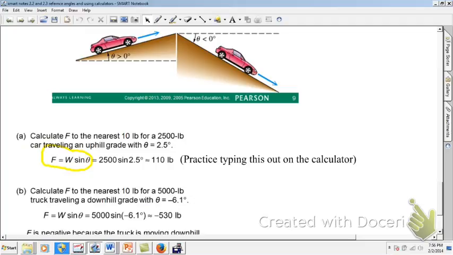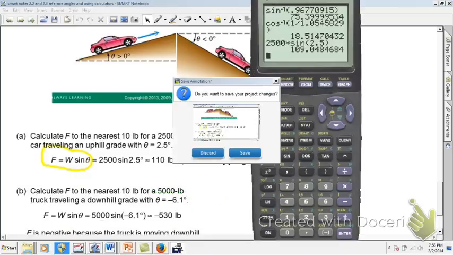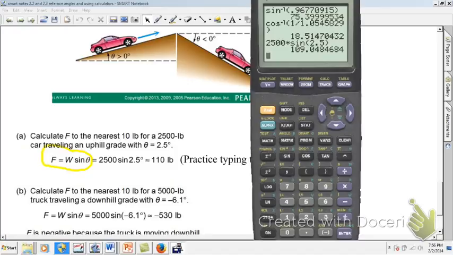Calculate F to the nearest 10 pounds for a 5,000 pound truck traveling at a downhill grade of theta equals negative 6.1. Well, all right, we'll plug 5,000 in for the weight. We'll plug the negative 6.1 in for our angle. And let's practice crunching this out. But notice again, it says round to the nearest 10 pounds. All right, so I'm going to actually hit sine of negative 6.1. Get that answer, and then I'm going to multiply that by the 5,000 weight.